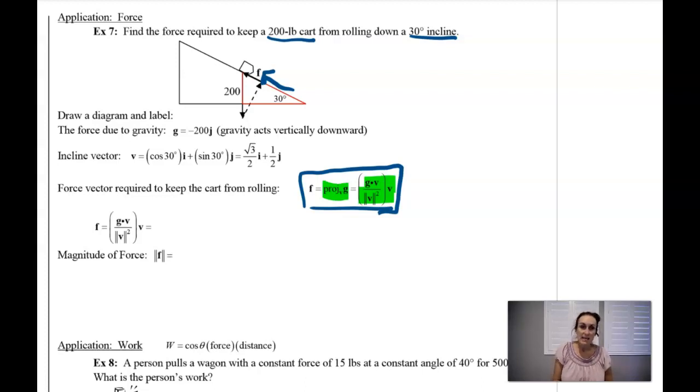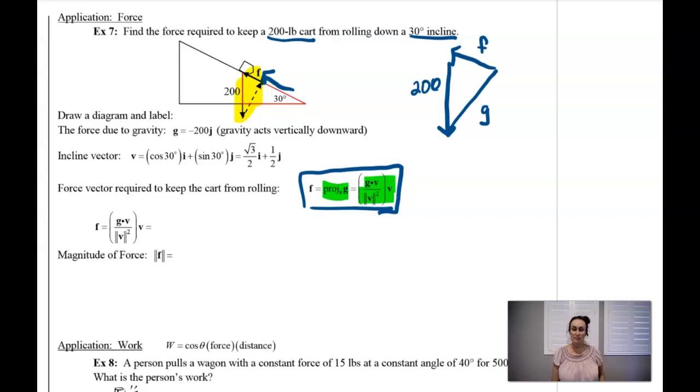So I'm going to take this triangle right here, and I'm going to bring it over here. So what I have is I have the cart. So this is the force of the cart, which is 200 pounds. And then I have a gravity force. So here is my gravity force. And then with my gravity force, I have this force here that's keeping the cart F from rolling down the ramp. So this question is asking me to find F. And so this is a right triangle here.